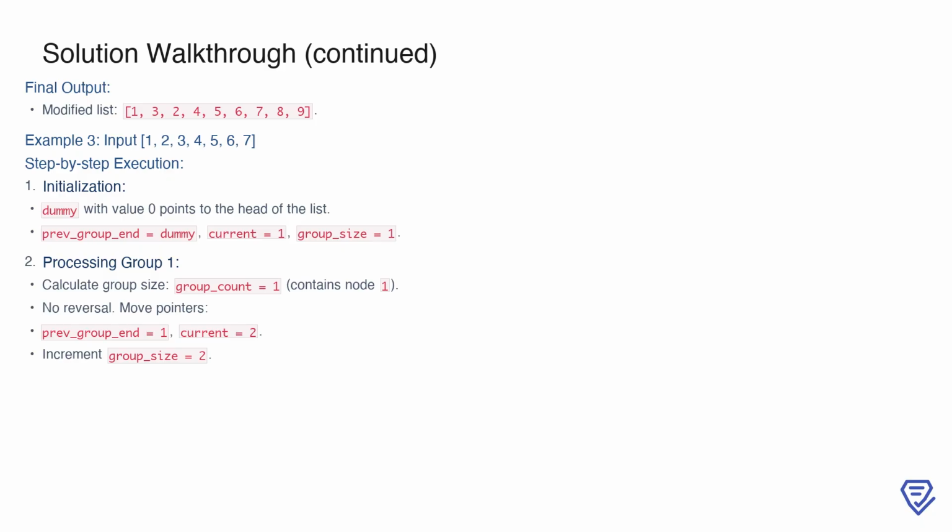The sequence 2-3 is reversed to 3-2. After updating the pointers, prev_group_end.next points to node 3, current.next links to node 4, and prev_group_end is updated to node 2. Current advances to node 4, and the group size is incremented to 3.